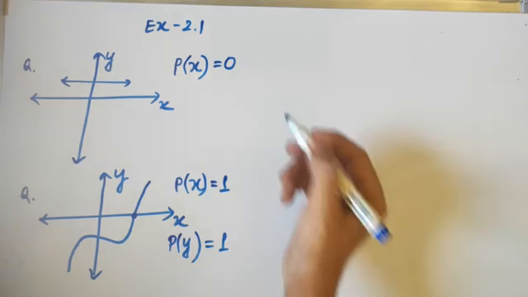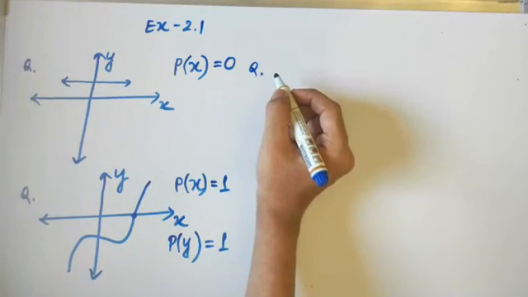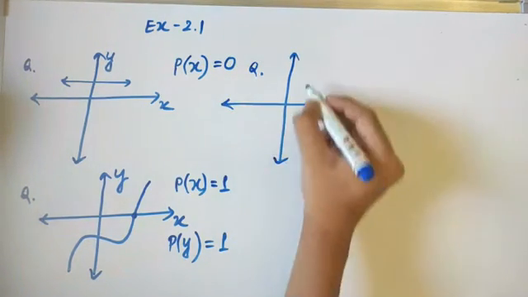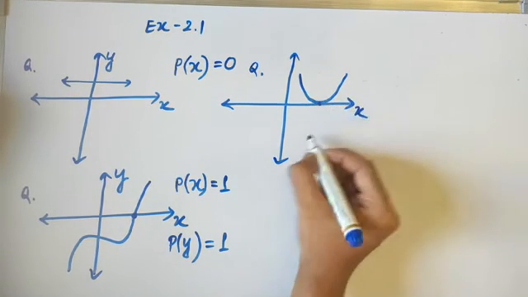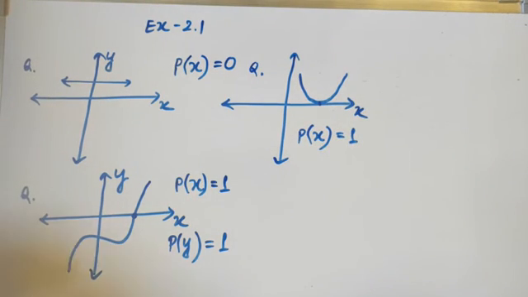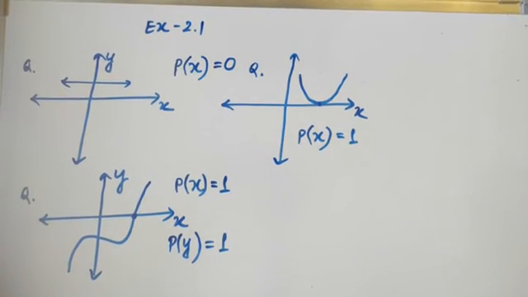Another basic doubt comes like this: if the graph is touching the axis, do we have to count that point or not? For example, the graph is like this, touching the x-axis at only one point, therefore p of x is 1. So in this tutorial we have covered all the basic questions of polynomial, so you can easily do exercise 2.1, exercise 2.2 and exercise 2.3 of polynomial. Have a nice day. Okay, we will end this lecture.